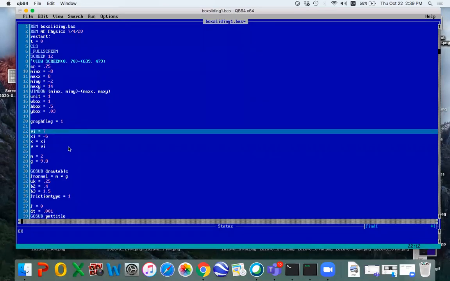Before we run the simulation, I will tell you that we have an initial velocity of 7 meters per second. The initial position is at negative 6 meters. I've got a mass of 2 kilograms. And in this case, we're going to use a kinetic coefficient of friction of 0.25. So you would actually be able to predict where this object is going to come to a stop. Let's run the program and see what we get.